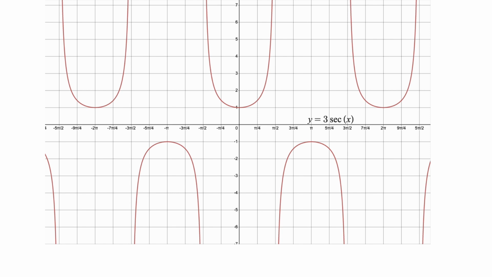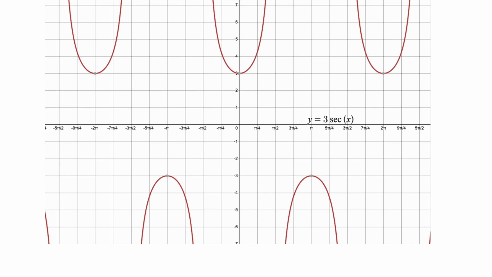So I'm going to do 3 secant x. So changing the equation, I didn't change the graph yet. So think about what happens when you multiply by 3. Everything should stretch vertically by a factor of 3. So once I put the 3 here, notice that that has now changed where my minimum and maximum points are.